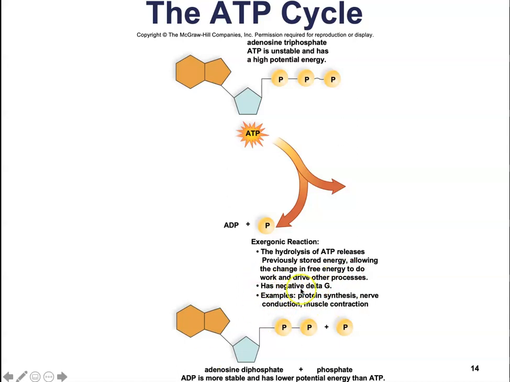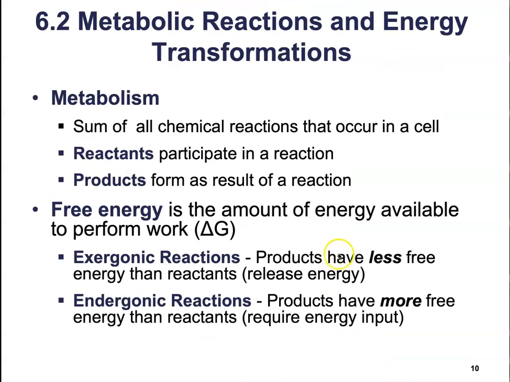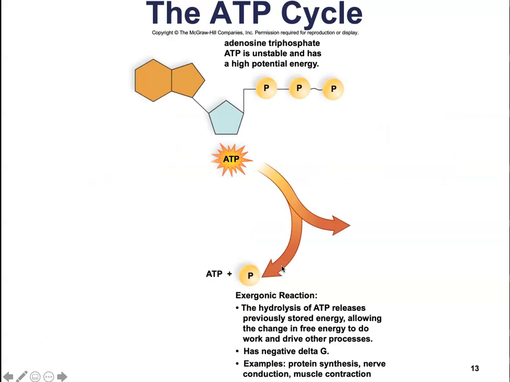It says it has a negative delta G. If you go back to when we talked about the free energy, if we're talking about exergonic, products have less free energy than the reactants, so it's going to be releasing energy. So if the products have less free energy than the reactants, you end up with a negative delta G, okay? Again, I'm not going to ask you too much about delta Gs, but I want you to understand that delta G means free energy. And if you're talking about an exergonic reaction, it's a negative delta G.